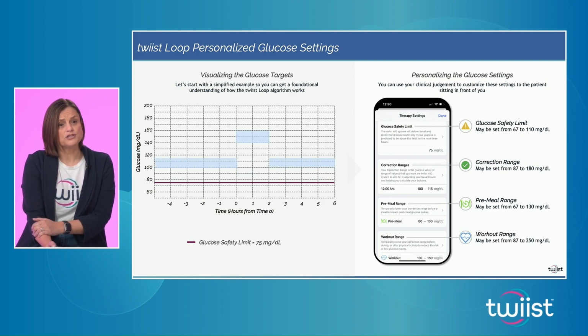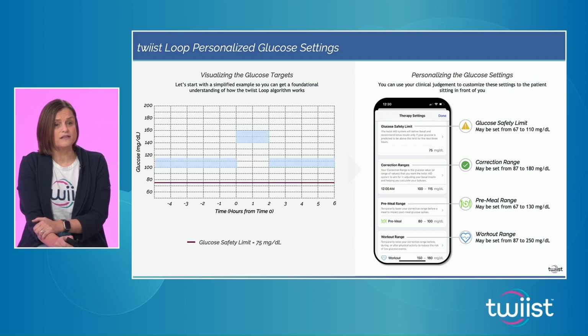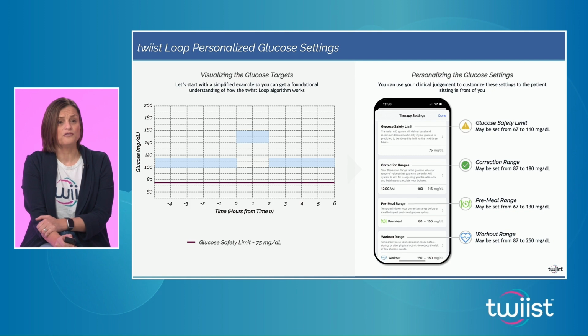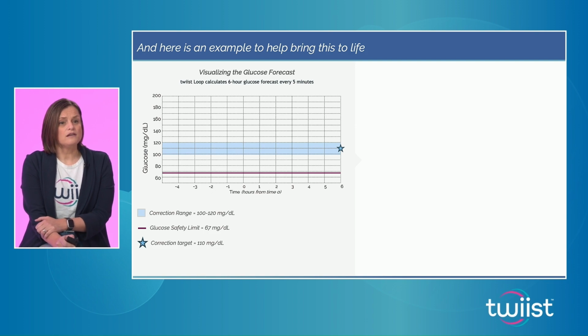And a workout range, just like in other systems, allows the target to be set higher. So this moves that correction range, in this case, high to about 140 to 160. And this can be set from 1 hour to 2 hours or indefinitely until the person shuts this off. And here's how this all works together. In this example, there is a correction range of 100 to 120, which makes the glucose target 110.